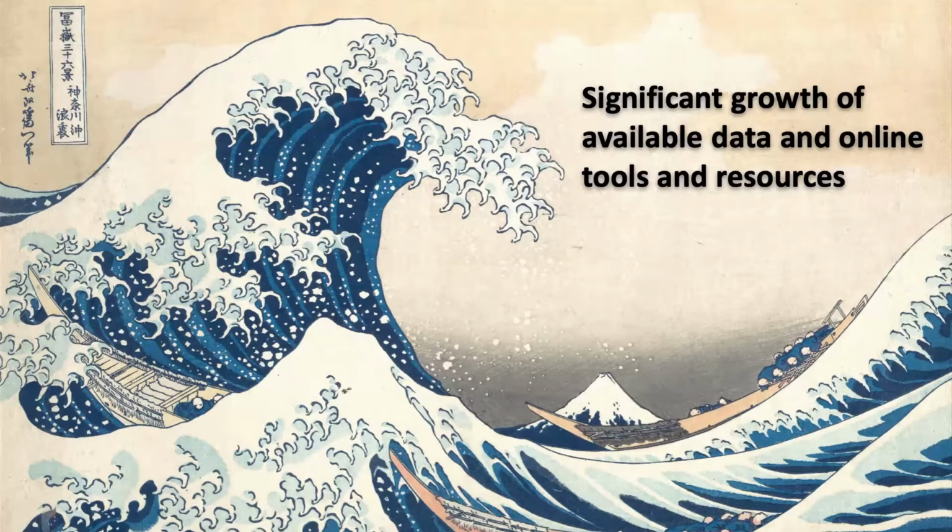One thing we've seen over the last 10 years is a significant growth of available data and online tools and resources. And that is accelerating. On the data side, there are a number of new initiatives collecting large amounts of data that are being made available to researchers online. And then bioinformatics researchers are developing more tools that are being made available online that are accessible by bench scientists.